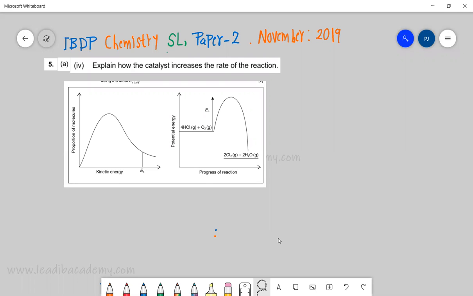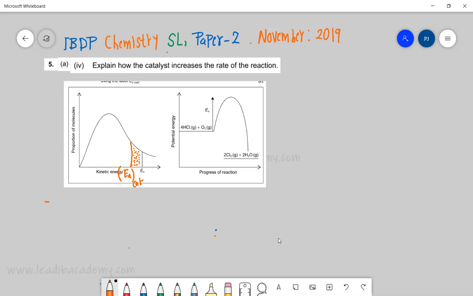Okay, 5A4, explain how the catalyst increases the rate of reaction. We have already seen that by introducing the catalyst, the activation energy goes down, it gets reduced. So I'll say EA catalyst. That means we are going to get these additional number of molecules which will now be contributing to the rate of reaction. Okay, simple. So this we can explain using the Maxwell-Boltzmann because of the reduction in the EA.